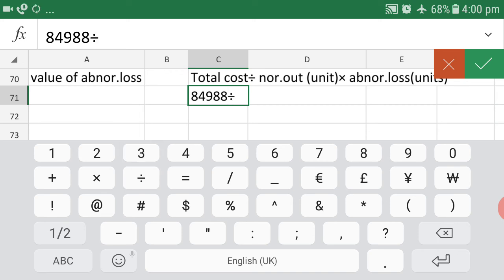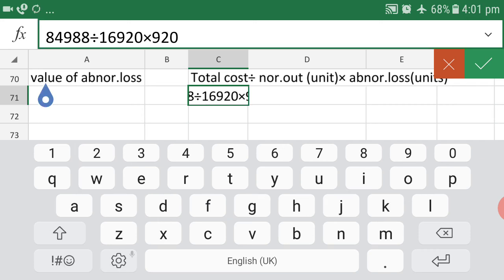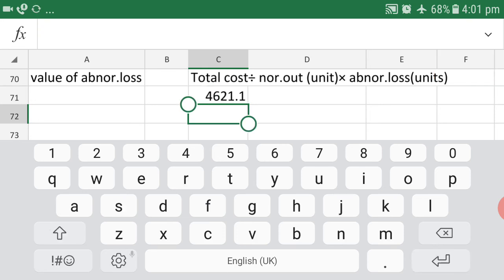$84,988 divided by 16,920, which is the input, into abnormal loss in quantity, 920. $4,621 is the value of abnormal loss. Yes.